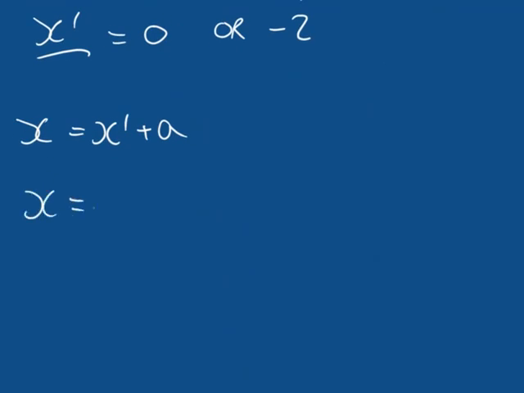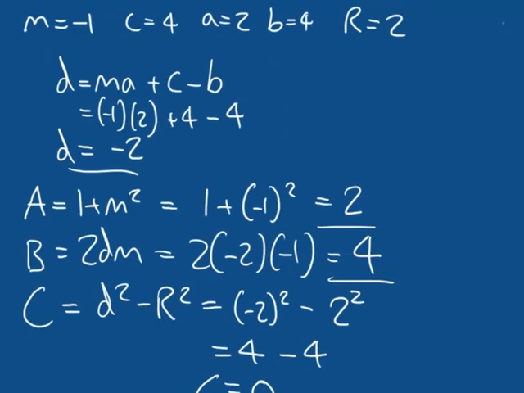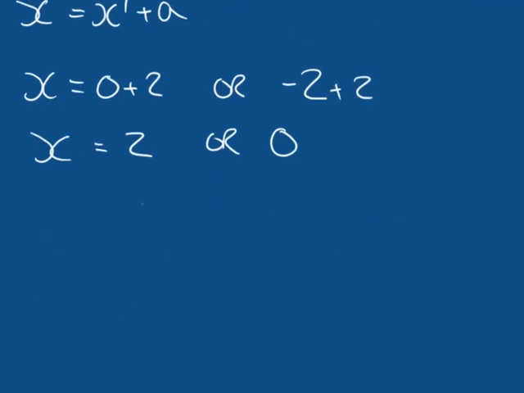So x is equal to 0 plus 2, or it is equal to minus 2 plus 2. X is equal to 2, or it is equal to 0. We can now throw that into our original equation. Now our original equation is y equals minus x plus 4, so we can throw that into the equation.